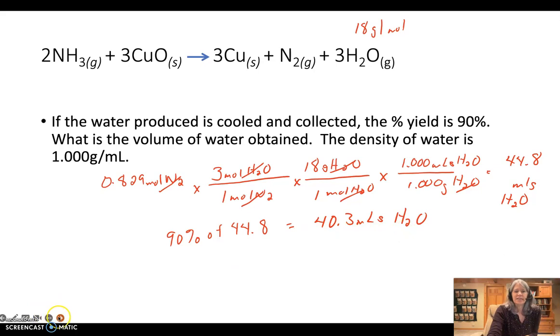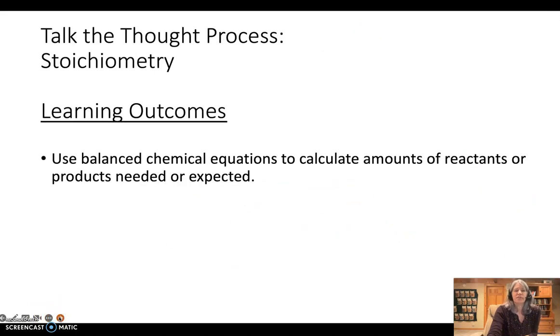Stoichiometry is a lot of fun, and it also helps you if you're in the kitchen baking.